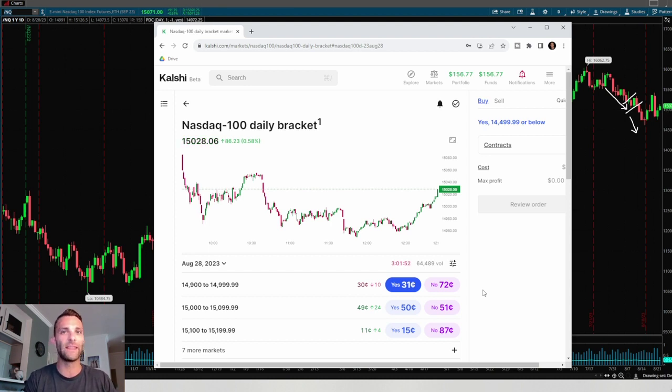So those are some good examples on how to trade the bear flag pattern on the S&P 500 and the NASDAQ 100 using the daily bracket event contracts on Kalshi.